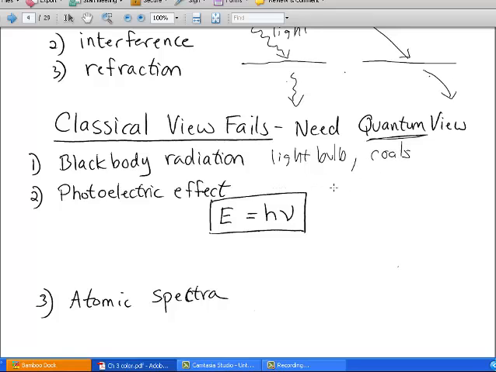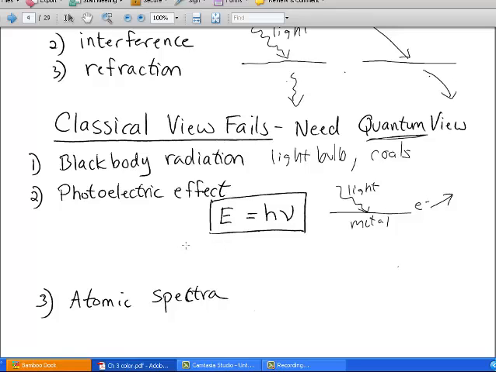The photoelectric effect is where you take a surface of metal and you shine light on it, and you can get electrons coming off. That's the photoelectric effect. Put light on it, you get electricity. All right, this also is not well explained. The exact characteristics of how it behaves is not explained by the classical view. You need a quantum view.